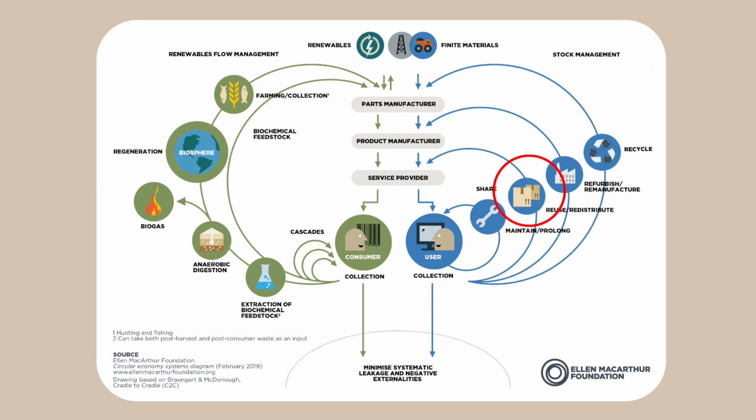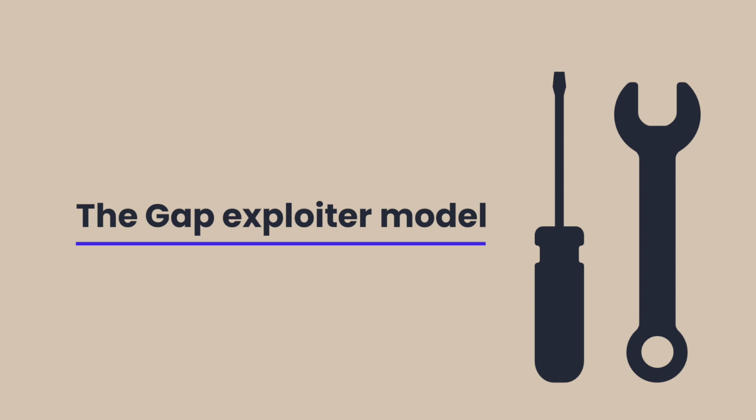Printing on a cloud has been found to be able to carry out processes that fit into the category of maintenance and prolonging. Because of this, printing on a cloud is most at home in the business model called the gap exploiter model. In this model, exploitation concerns the leftover value of the used or unwanted product.